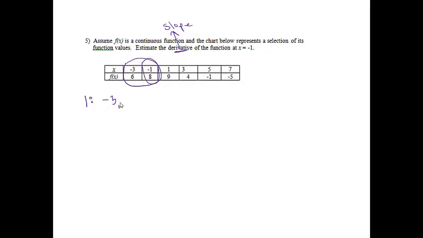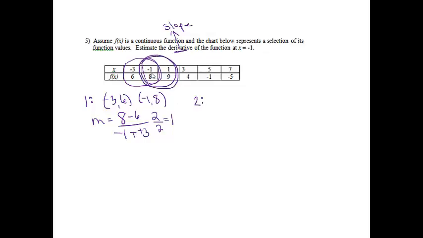So I could pick the points -3,6 and -1,8, and if I found the slope, remember it's y divided by x, so I'm going to have 8 minus 6 over -1 minus -3. That would give me 2 over 2, which reduces to 1. Okay. The second way, I could use the points going the other way. So I could use the points -1,8 and 1,9, and if I found the slope that way, we'd get 9 minus 8, remember doing the y's on the top again, divided by 1 minus -1, and that will give me 1/2.